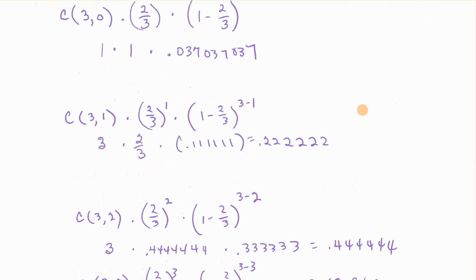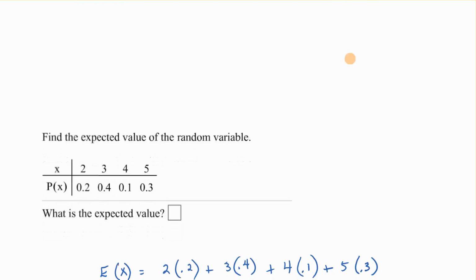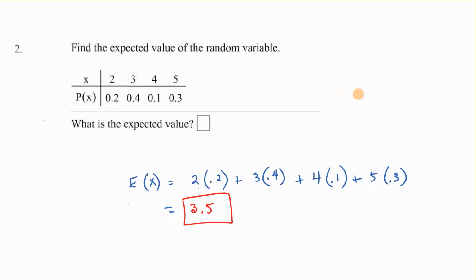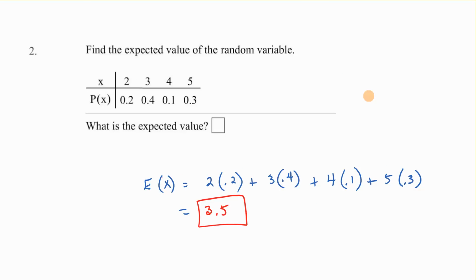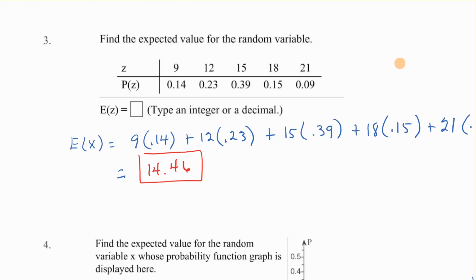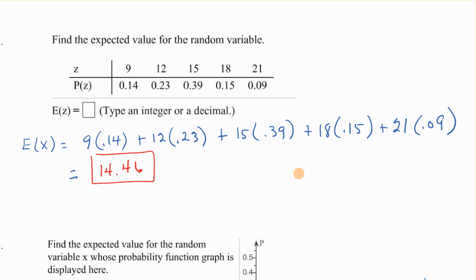The other ones that we're going to work on, that's created for us, and we're going to work on the expected value. Remember that the expected value is the random variable times the probability. So 2 times 0.2 plus 3 times 0.4, etc. And then you add those up and we get 3.5, which would be our answer here. Same thing in number 3. Find the expected value for the random variable. We're going to multiply 9 times this, 12 times this, add all of that up, and we get 14.46.